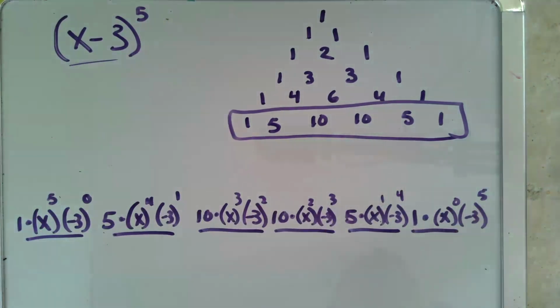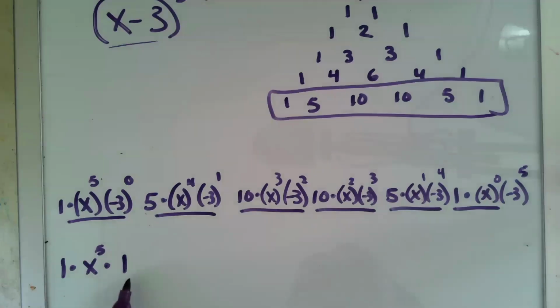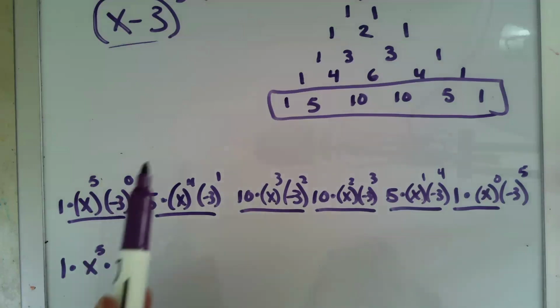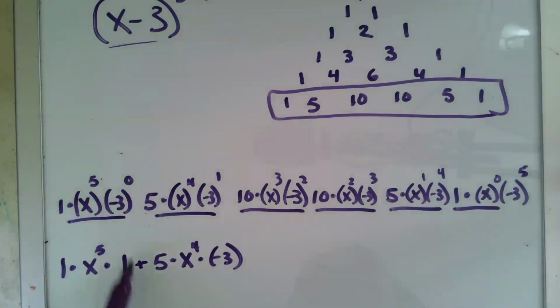All right, our next step is to go ahead and do out each of these things. So let's talk about why this looks like this. 1 is the same, x raised to the 5th is x to the 5th, and anything raised to the 0 is 1. Okay, my next term, plus, right, because there's a plus between each of these terms. Okay, so again, 5, that's an x to the 4th. -3 to the 1 remains -3.